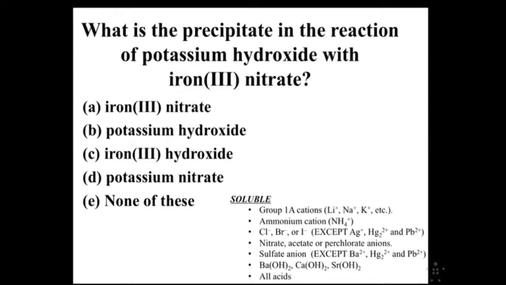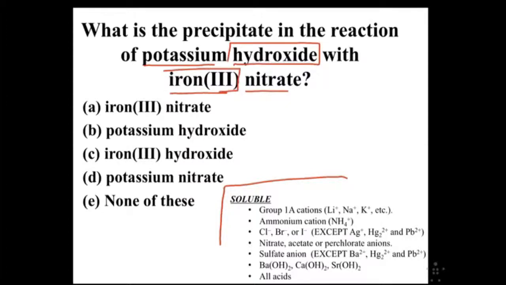So in this one, we're going to try and figure out what the precipitate is in the reaction of potassium hydroxide with iron 3 nitrate. I've given you the solubility rules down here at the bottom, because you'll have those on the equation sheet. So take a moment, pause your video, see if you can answer this question. So this is going to make, by swapping the ions, potassium nitrate and then iron 3 hydroxide.